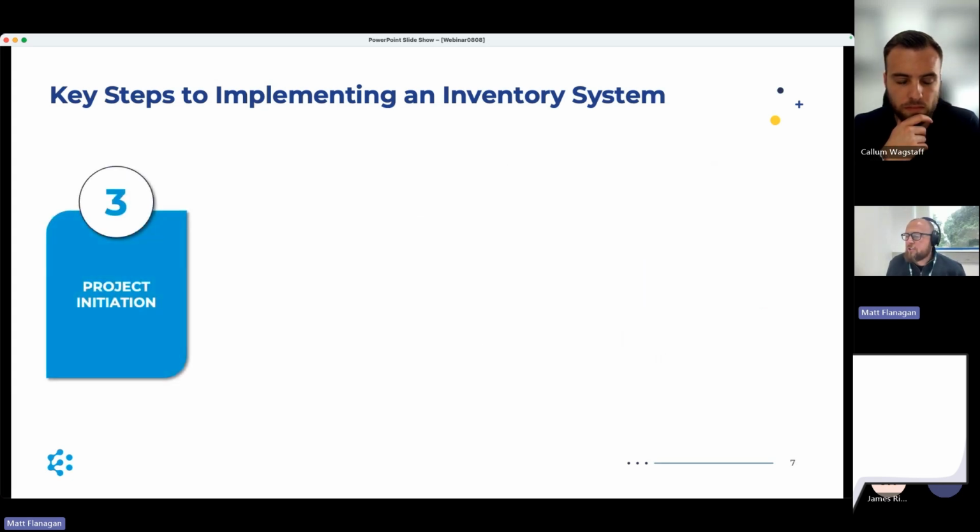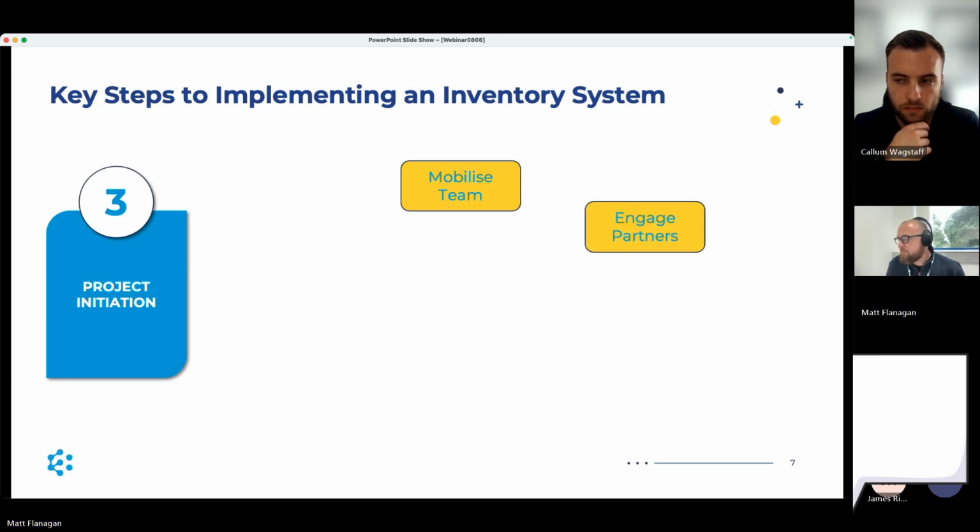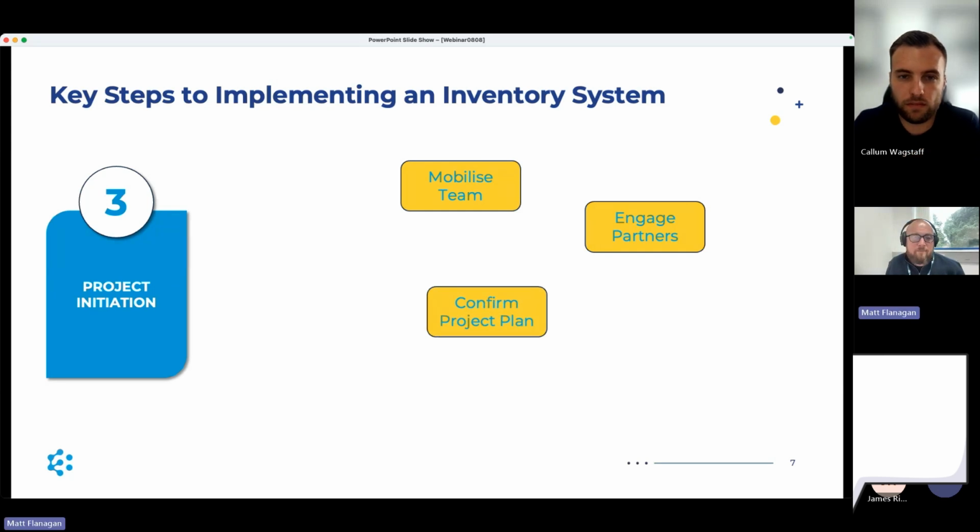Okay, project initiation. Mobilize your team, internal as well as external. Engage your partners, so whether that's your integration partners, your system partners, your implementation partners. Confirm your project plan, what's going to happen when, timelines, and importantly, confirm comms plans.